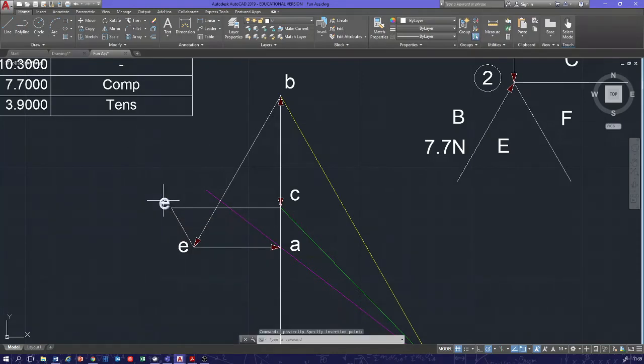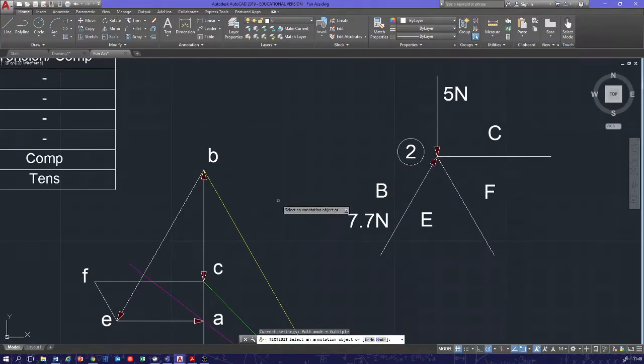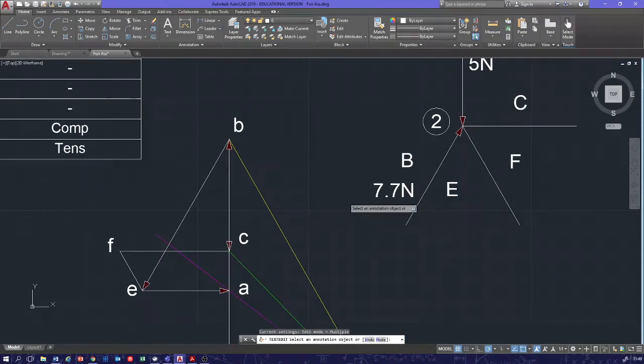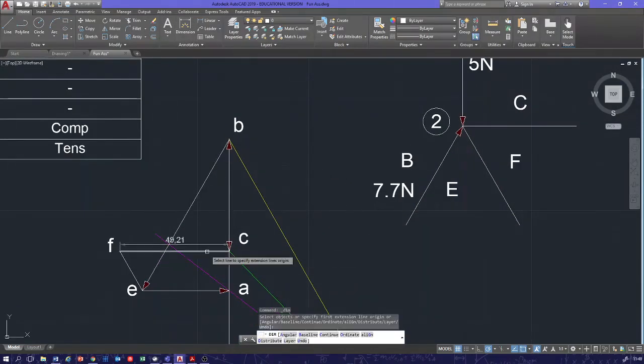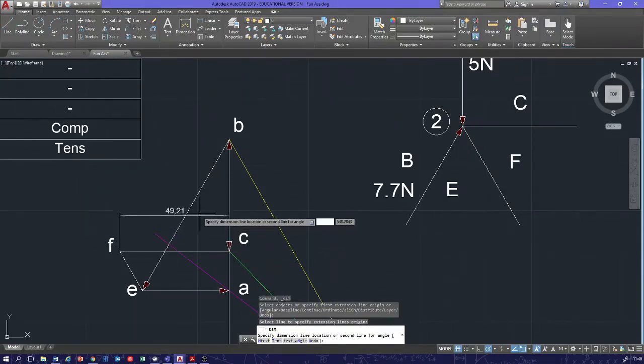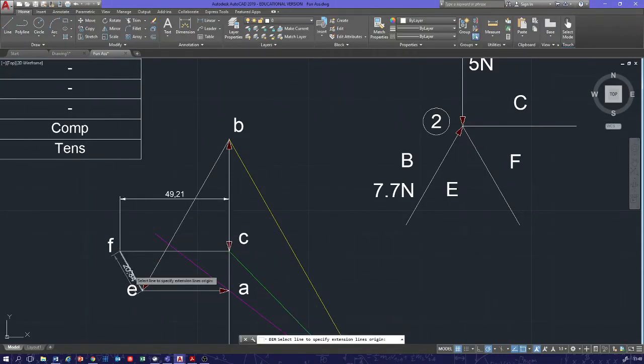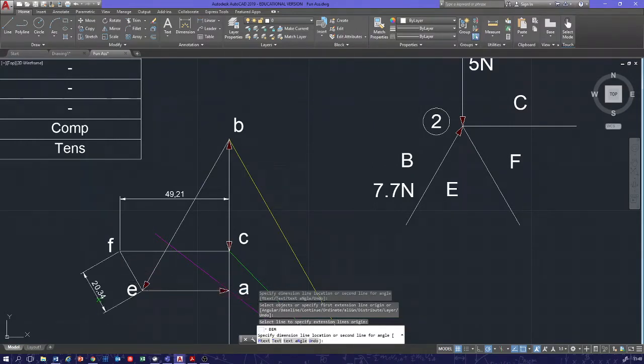Yeah, it's the bit where everything else meets. So let's just make that a nice lowercase f. So we found point F. And then again, we just repeat the process of measuring what we found out. So dimension, let's just pull that up, 49.2, and a dimension of 20.34.